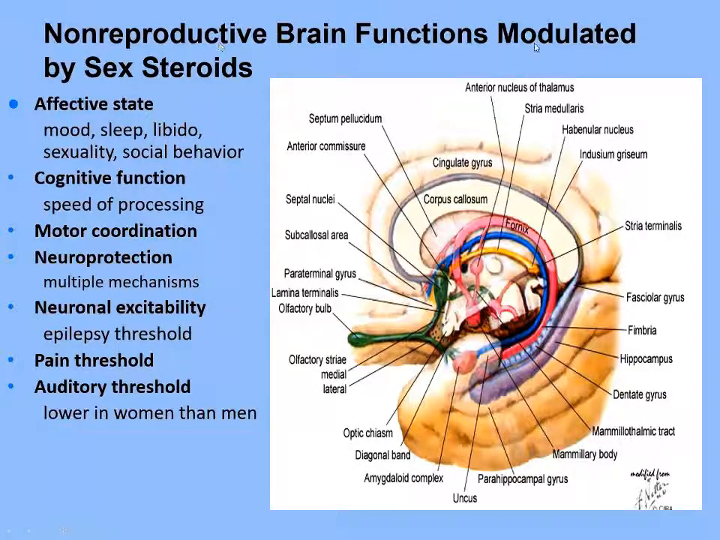And the non-reproductive brain functions that are modulated by sex steroids are shown here. That includes mood, sleep, libido, sexuality, social behavior, cognition, which is speed of processing primarily, motor coordination, neuroprotection. We won't have time to go through all of that now. Epilepsy threshold, pain thresholds, and auditory thresholds. So it does turn out to be true that androgens actually raise the auditory threshold and make men and women who take them less responsive to low-level ambient noise. This is something to think about.